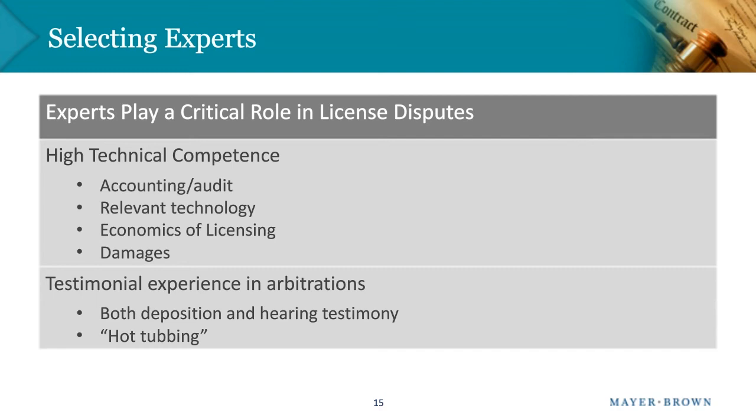So experience is a very important consideration, and that's particularly true because this phenomenon of hot tubbing has become so common, not only in international arbitrations, but increasingly in U.S. arbitrations. Hot tubbing refers to the situation in which the experts from the opposing parties appear before the tribunal at the same time, and they field questions from the tribunal. And in many cases, the tribunal will have asked the experts to meet and confer in advance of their hot tubbing testimony to try to narrow the points of disagreement, and the exercise becomes then an attempt to persuade the arbitral tribunal of the merits of their respective positions.